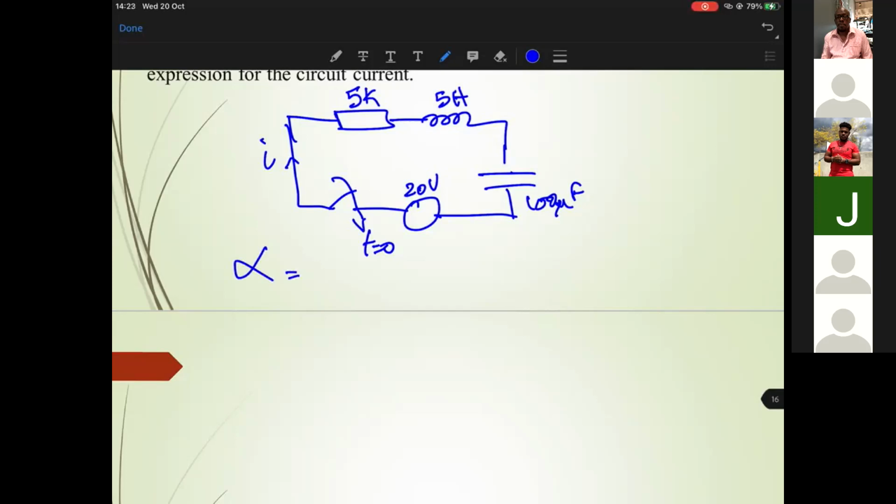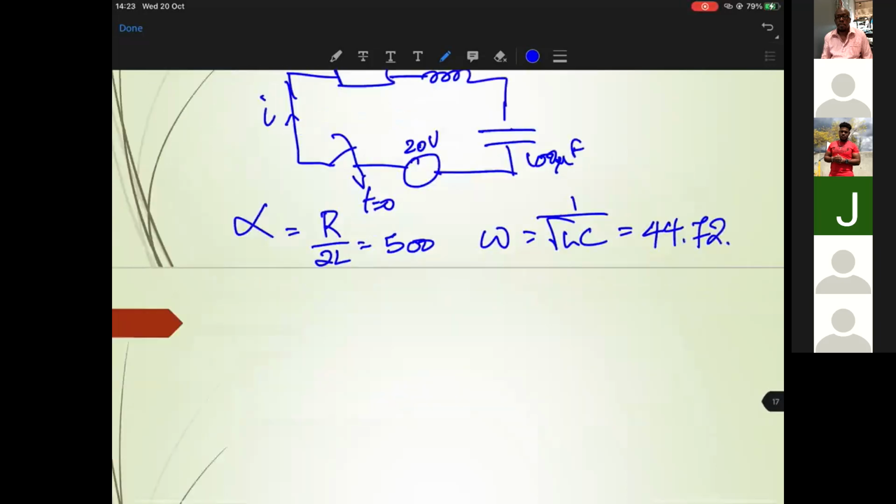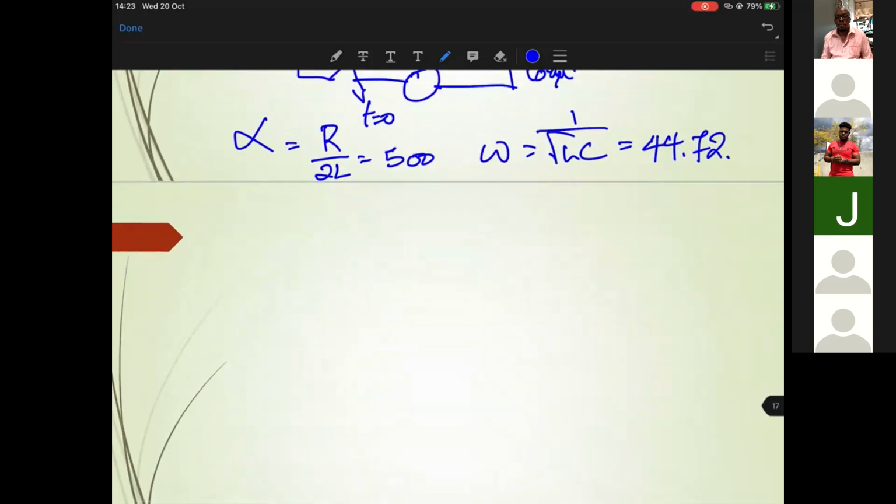So alpha, Mr. Brian? Yes, sir. Is equal to R over 2L. That's 500. And omega? 1 over root LC. That is 44.72. 44.71. Yeah. All right. So obviously alpha is greater than omega.